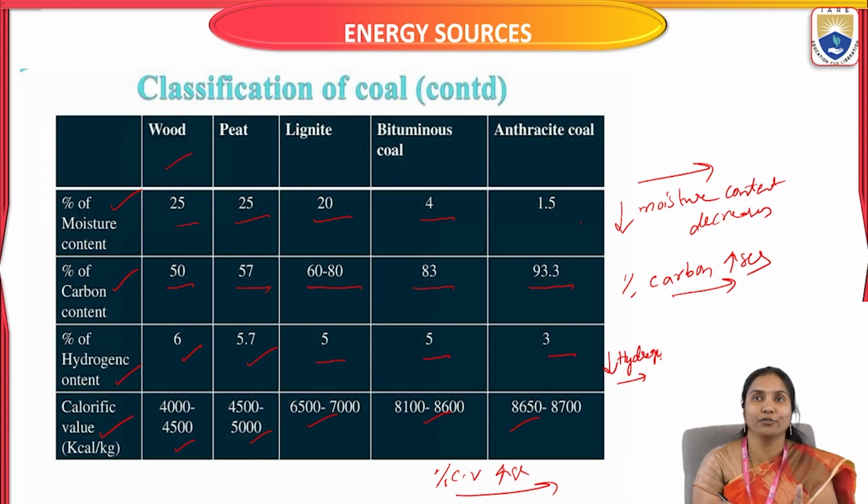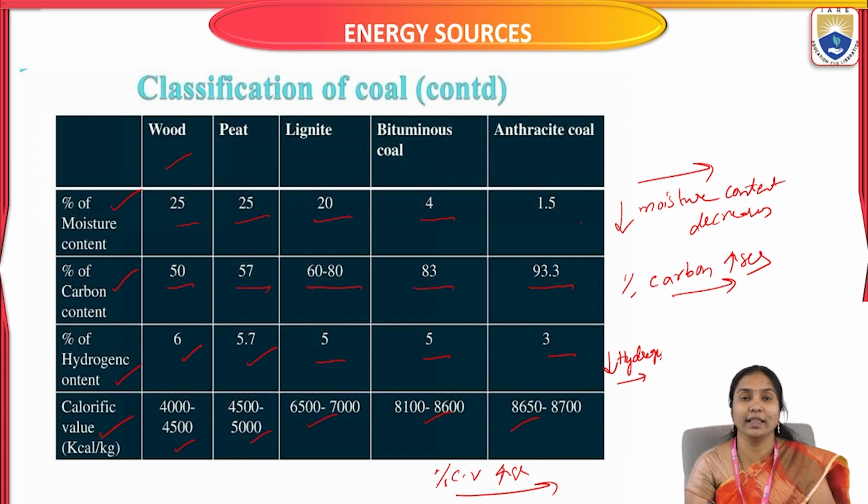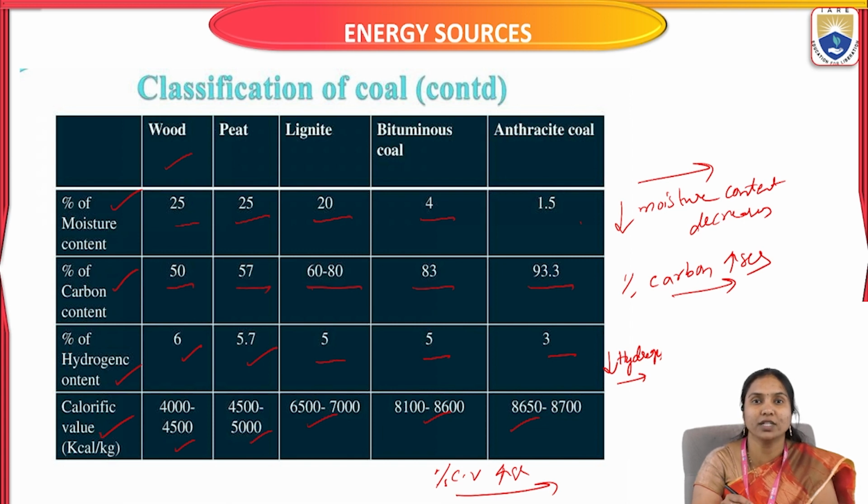So now the classification of coal. What are the steps involved in the conversion of wood into anthracite coal? First wood converts to peat, then lignite, then bituminous coal, and the final form of coal is anthracite coal. From wood to coal, the moisture content decreases. A good coal always contains a low percentage of moisture content. Wood contains more moisture than anthracite coal.